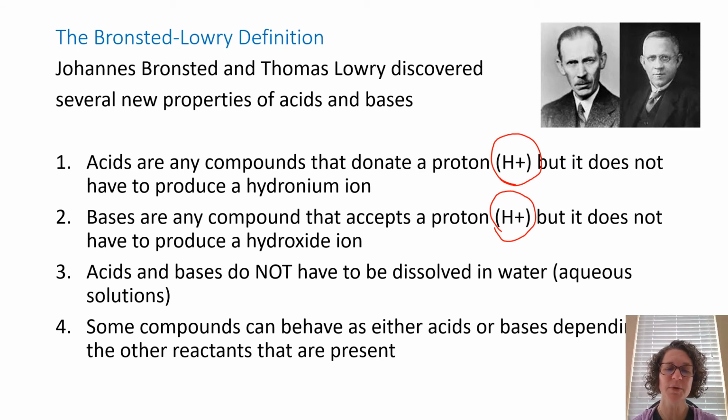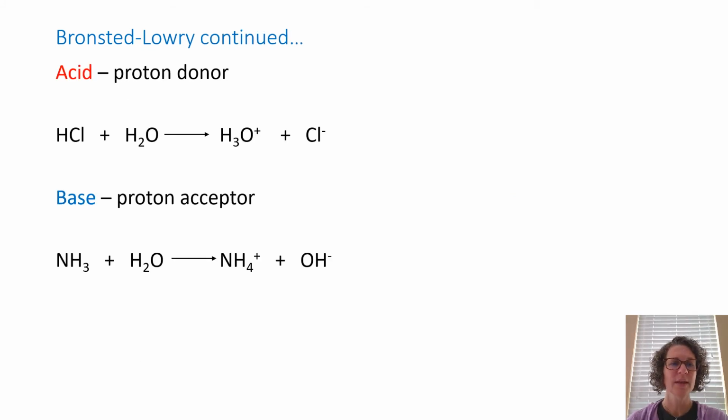And then they said there are some compounds that can act as either acids or bases. It just depends on what the other reactants are. So they will basically do whatever the other thing is not doing. So again, a pretty broad definition. And the Bronsted-Lowry definition is pretty much what we go with now. Okay, so with that in mind, if you are looking at equations with this, it's pretty easy to identify an acid or a base as long as you're keeping track of the H's.